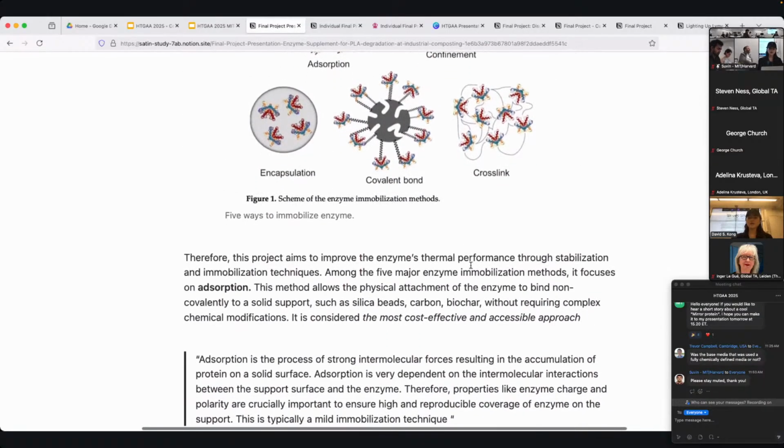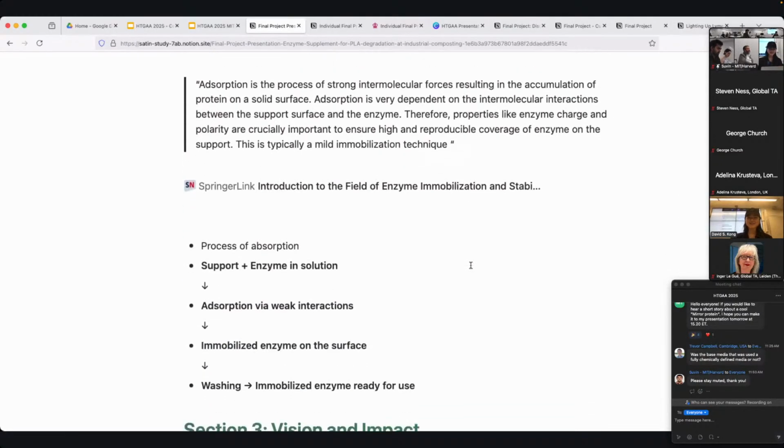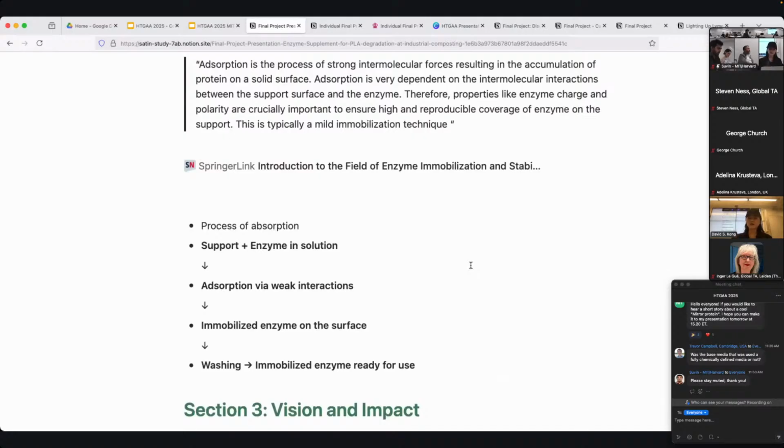So this project aimed to improve the enzyme's thermal performance through stabilization and immobilization, especially using the adsorption method. This method is a physical attachment of the enzyme, binding non-covalently to solid supports like silicates and carbons. I chose it because it's the most cost-effective and accessible approach within the time frame and my knowledge scope. And this is the process of adsorption, how it goes.